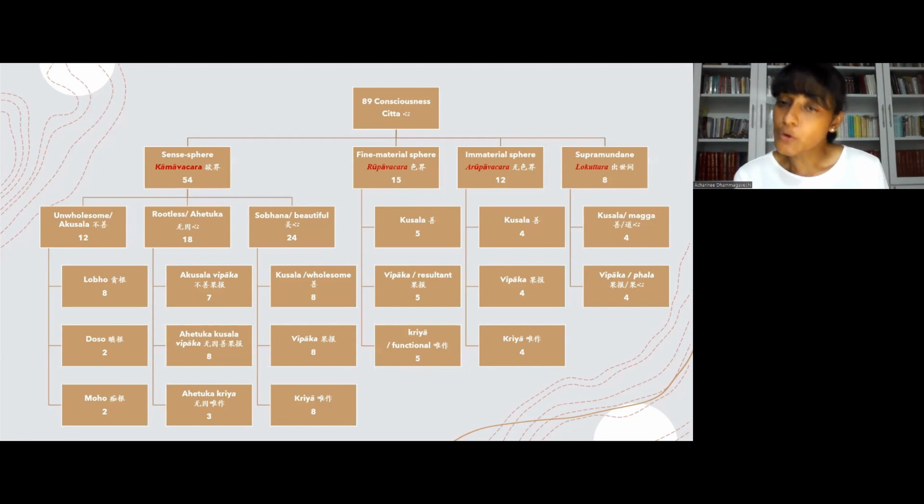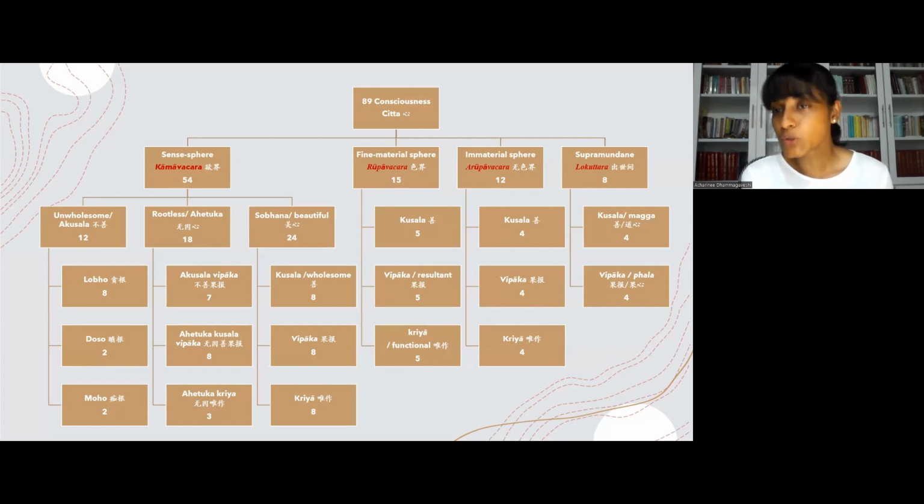Thirdly, we have the Arupavachara, the immaterial sphere chittas. And these 12 chittas are divided into Kusala, wholesome, Vipaka, resultant, and Kriya, functional. And here again, they're divided into 3 equal groups, and that's 4 for each group.